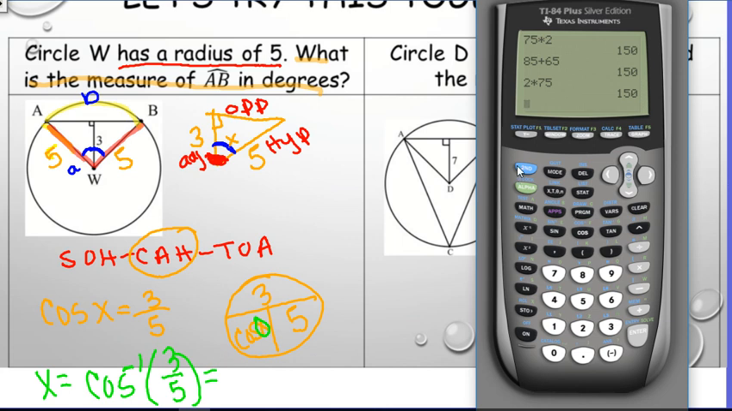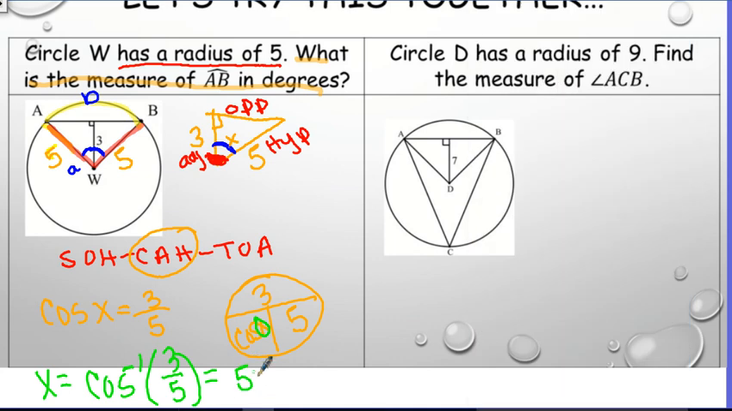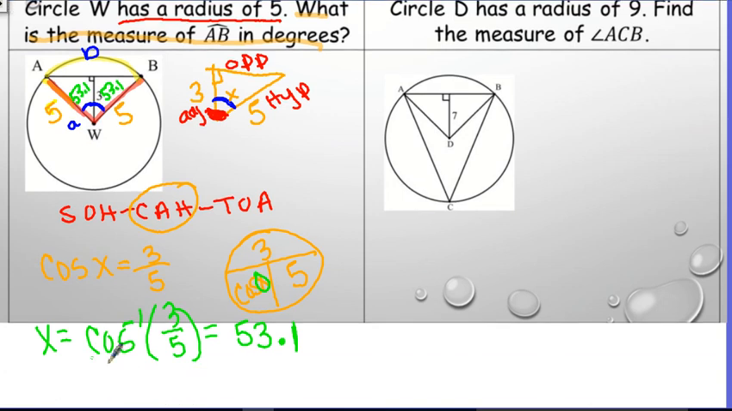Okay, so I'm going to do second cosine, and put in 3 over 5, close it up, and push enter. And my angle here is going to be 53, and I'm going to round to the nearest tenth, 53.1 degrees. So if this side is 53.1, then so is the other side, 53.1. And if I add those two together, then we get 53.1 times 2. Let's see.